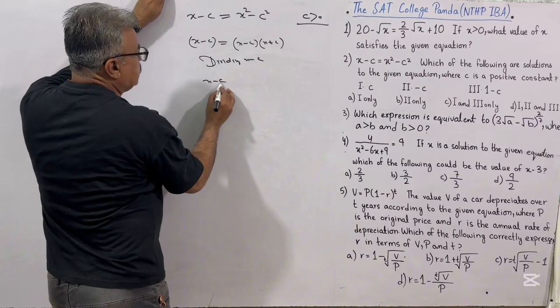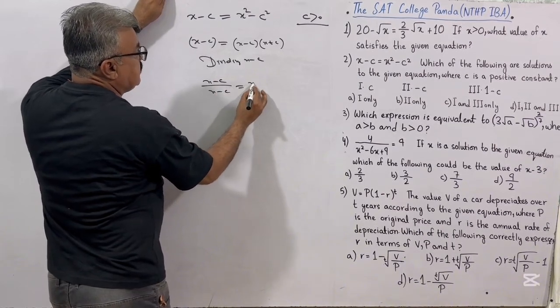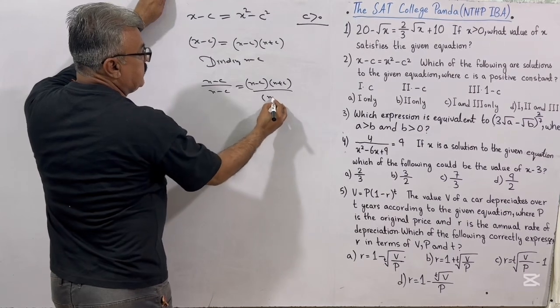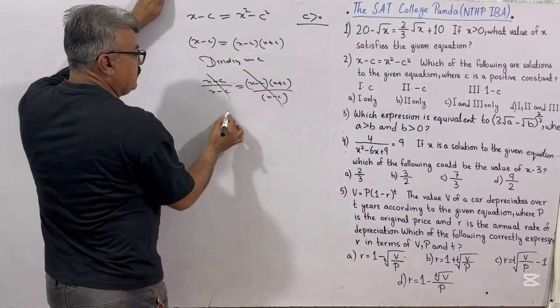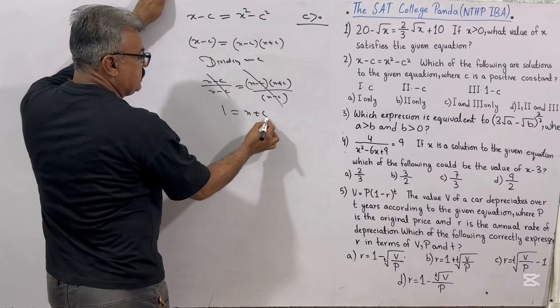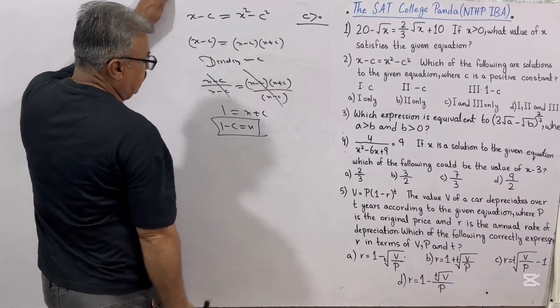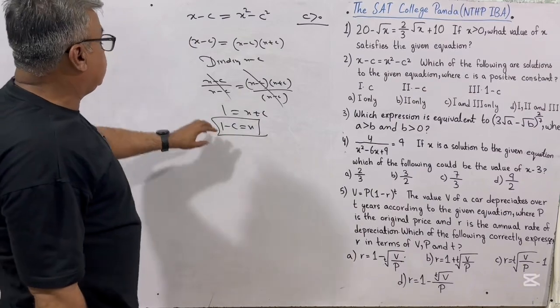We have (x minus c) divided by (x minus c). (x minus c) times (x plus c) divided by (x minus c). Cancelled out, cancelled out. 1 is equal to x plus c. Solve for x. We have 1 minus c is equal to x. That's our answer in that case.